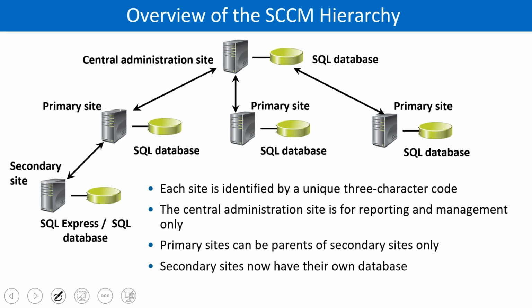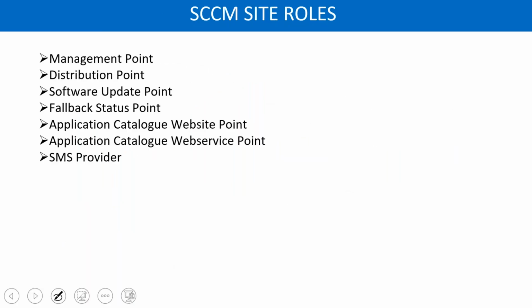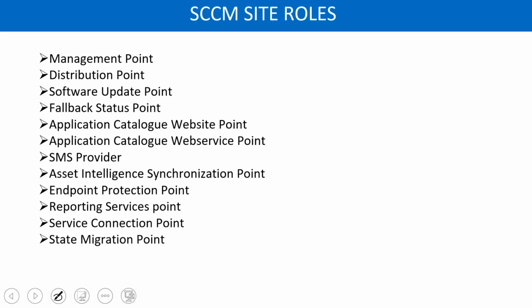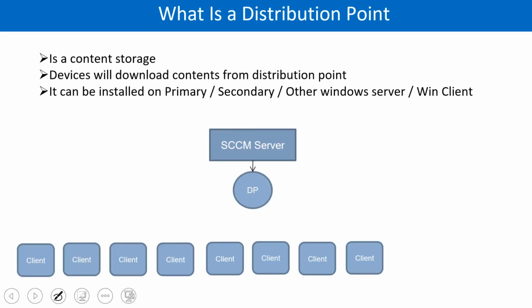Now all the sites have a database. Secondary will have a database. Whatever data it collects, secondary will pass on to primary. Primary also has a database. Whatever data it collects, it will pass on to central. Then we have site roles. We'll talk about these roles later on.